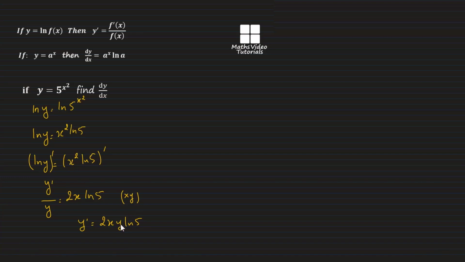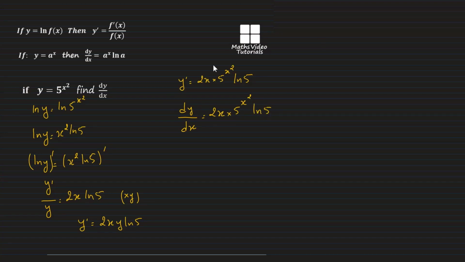Now we know y is 5x squared. So let's place it in there. So we have y dash is equal 2x and then times 5x squared and then ln 5. And then we have to rewrite this one using the normal notation dy by dx. So dy by dx is equal to x times 5x squared ln 5. And that's your answer.